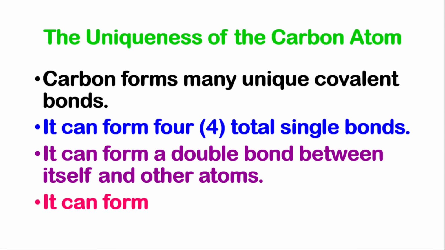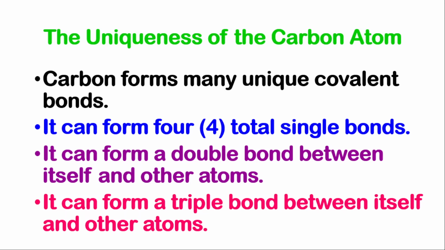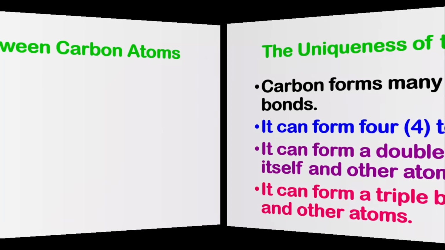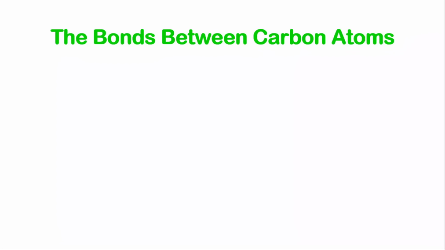So it can form 4 single bonds. It could form a double bond with itself. It can form a single bond with itself. It could form a triple bond with itself. That makes it unique. As a matter of fact, carbon is the backbone element in organic compounds. All right, that means it is also the fundamental element that makes up living things.